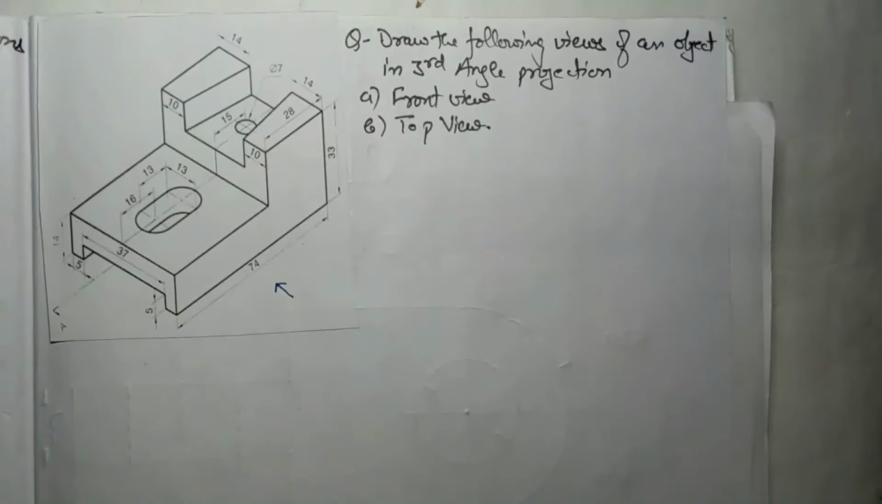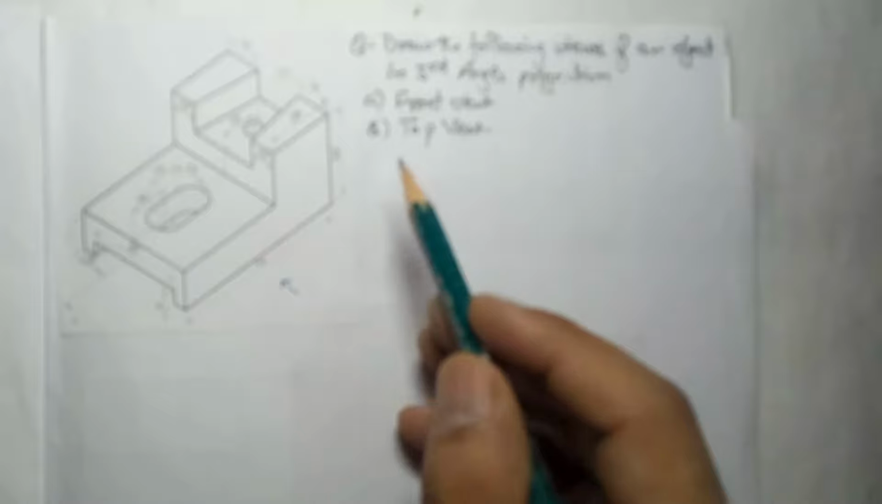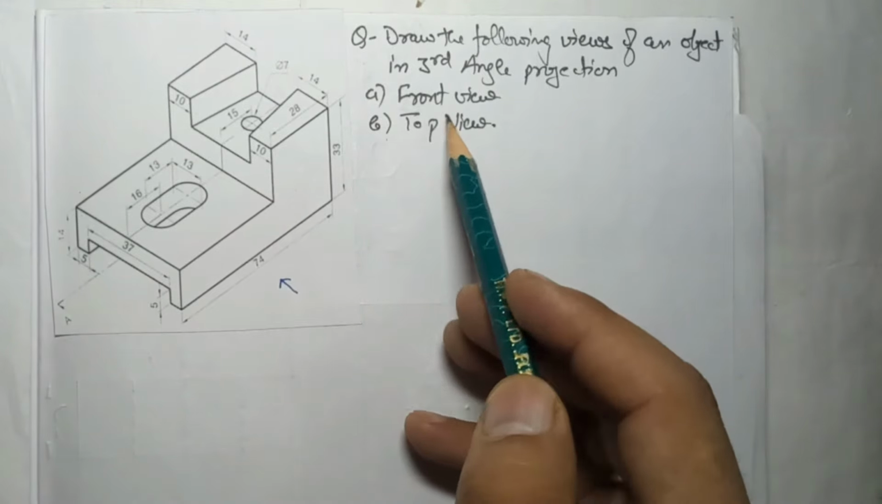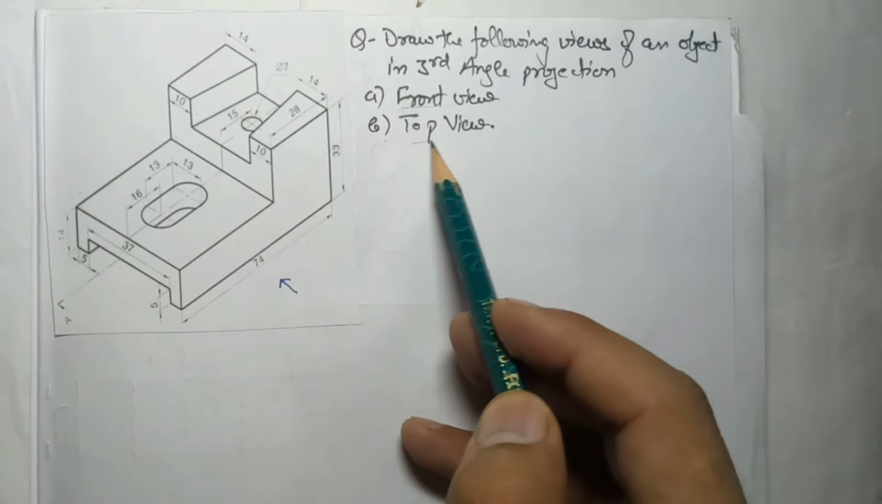Hello everyone. Now we will solve one more question for the same orthographic projection. In the question you can see there are a few areas and the statement is given: draw the following views of an object in third quadrant. So what do we mean by third quadrant? The third quadrant means we have to draw the top view above and the front view below. Okay, just the reverse of first quadrant, so front view and top view.